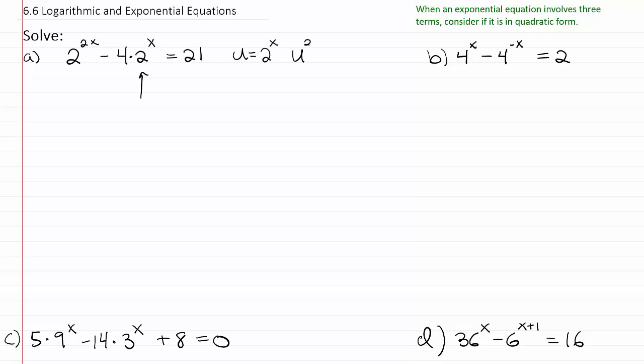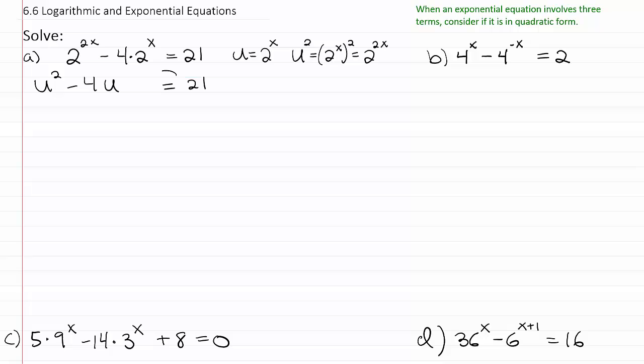Well, then u squared would be the idea of squaring 2 to the x, and if we square 2 to the x, these exponents multiply together, right? Giving you 2 to the 2x power. So that'd be 2 to the 2x power there. And that is our leading term in the problem. That means we can substitute 2 to the 2x for u squared while substituting the 2 to the x for u, and that would be equal to 21. Now this is a quadratic equation which can be solved.